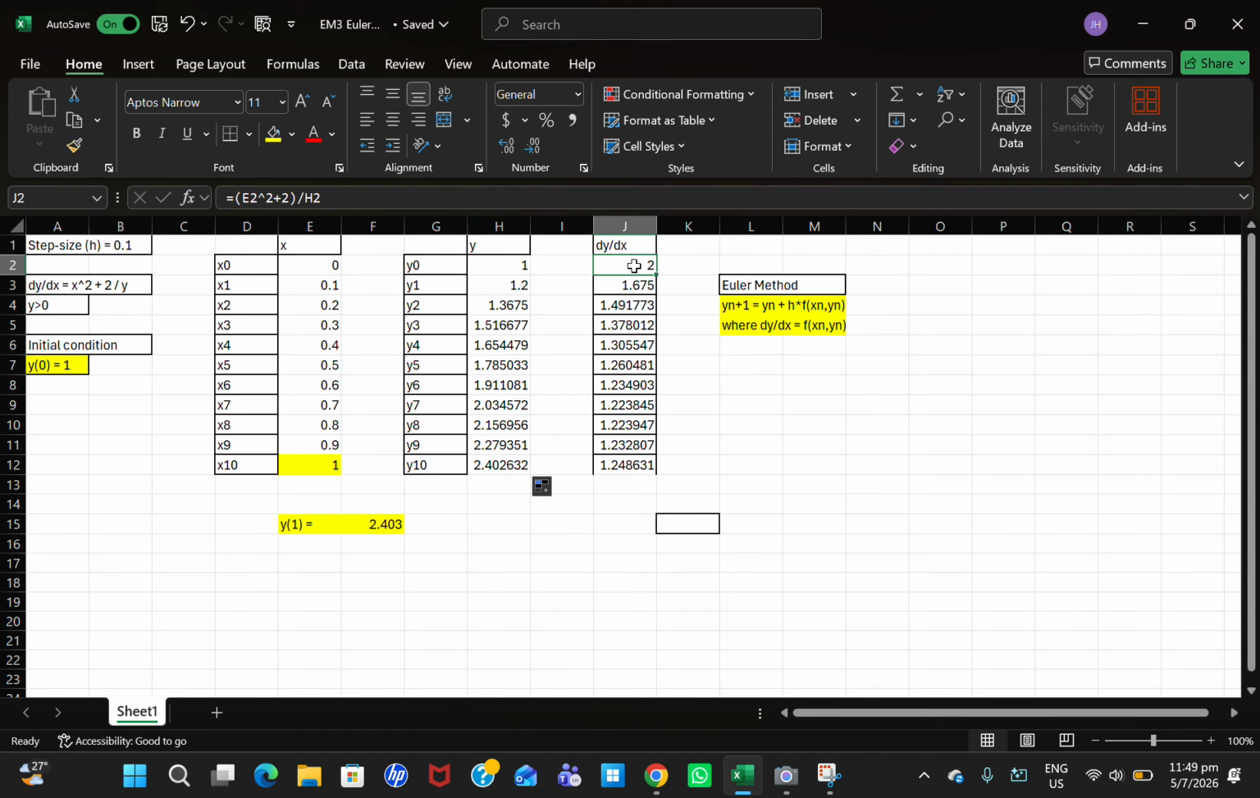So for dy/dx, I also did something similar, but this one is different. I use the current x value squared, then plus 2, divided by the current y value to find the dy/dx at this new point. So this represents the dy/dx at every point in the row. And then we can see that y(1) equals 2.403. So that's to 3 d.p. That's the Euler's method's approximate y(1) value.